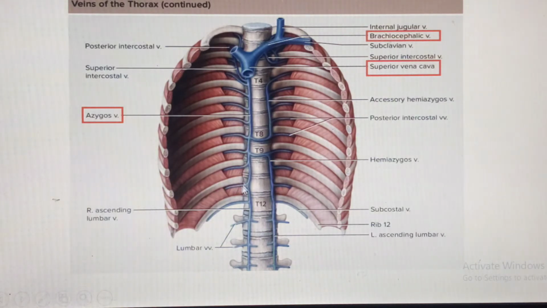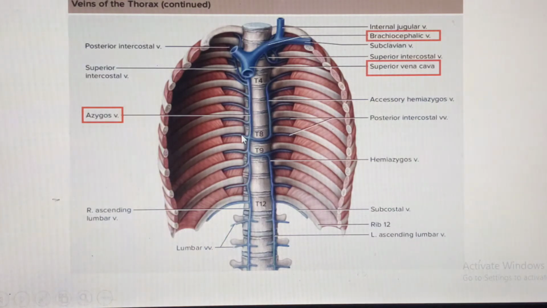Then as it ascends, it's getting tributaries all the way from the posterior intercostal veins towards the right, up to the level of the fifth posterior intercostal vein. Then the second, third, and fourth are going to combine, and they will drain into the superior portion of the azygos vein. They will form the superior intercostal vein. But the first posterior intercostal vein towards the right is draining directly into the right brachiocephalic vein. So please get to know that.